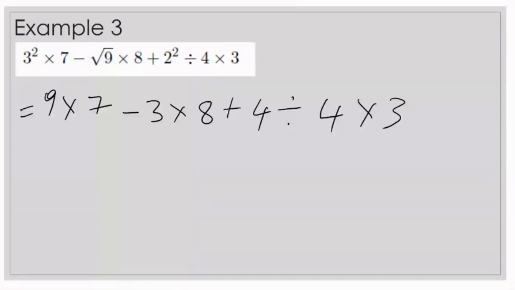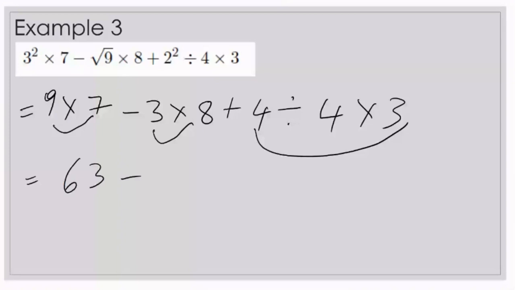Okay, so now it means we've got this creature, we've got that creature, we've got these creatures. I am combining them because they've got the same priority. I can do them by inspection. So 9 multiplied by 7 is equal to 63. I am leaving this one. Then I've got 8 multiplied by 3 is 24.